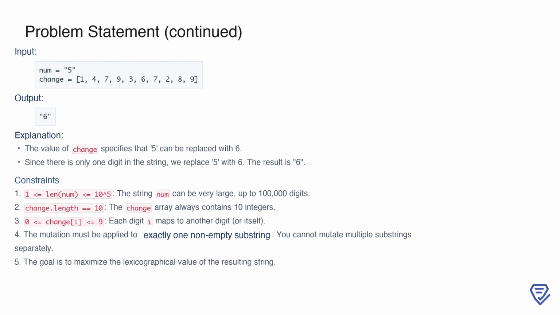In the third example, the input number is 5, and the change array is 1, 4, 7, 9, 3, 6, 7, 2, 8, 9. The change array tells us that the digit 5 can be replaced with 6. Since the input string contains only one digit, we have no choice but to replace 5 with 6, resulting in the output string 6. This example is a simple case that emphasizes the importance of applying the change to the entire string when there is only one digit. It also demonstrates the edge case where the input string is minimal in size.